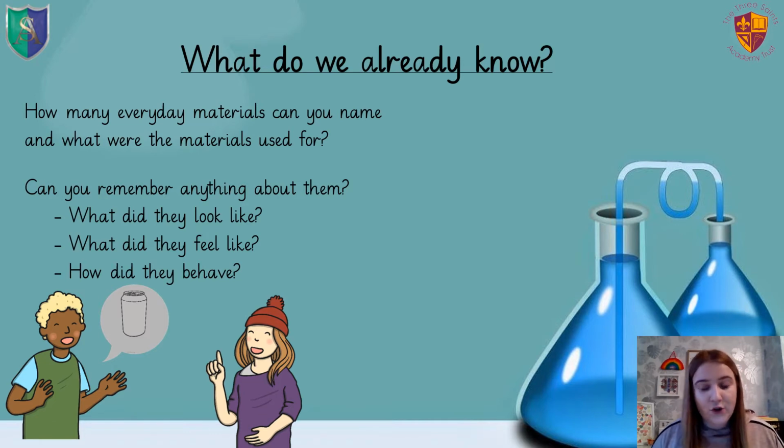Could you maybe discuss with somebody who's with you now? It might be a grown-up, it might be a sibling, or you might just be working on your own. So just think to yourself, what is an object and what's it made from? Think of an object and what it's made from. What did it look like? What did it feel like if you had the chance to touch it? And maybe what did it do?